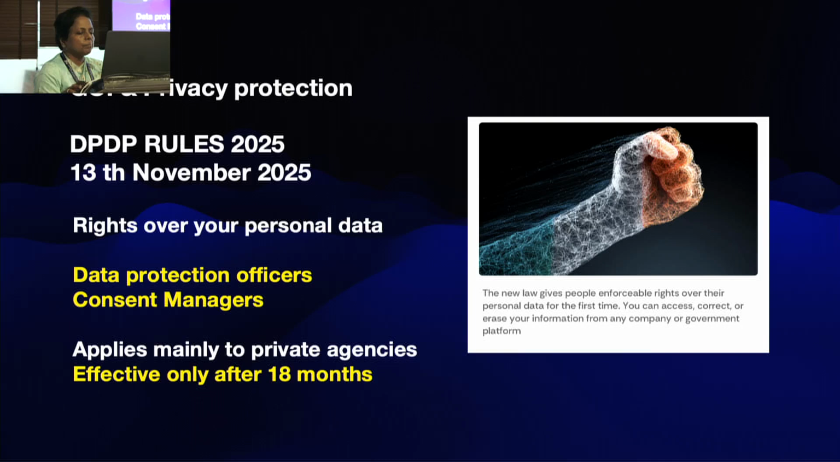This is going to be implemented over a period of 18 months. That is what the rule says. But in this AI, 18 days are making a lot of difference. So 18 months, I don't know what all things will change. And they have also asked private agencies to appoint data protection officers and consent managers in your system for the oversight of AI use.